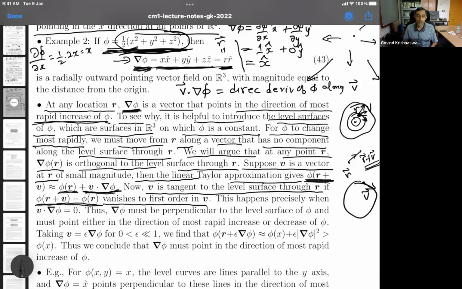Let me paraphrase this. It is simply saying that the gradient is perpendicular to the level surface of phi, because the gradient dotted with the level surface tangent vector is 0.